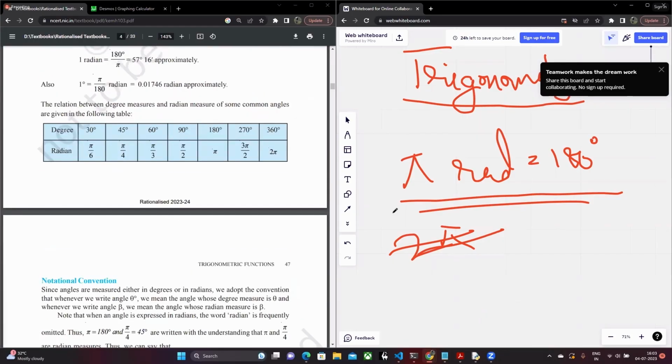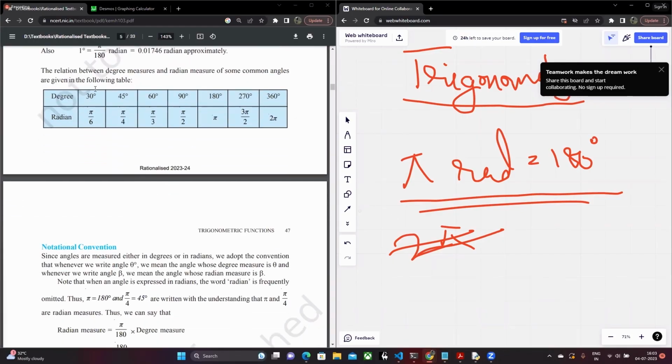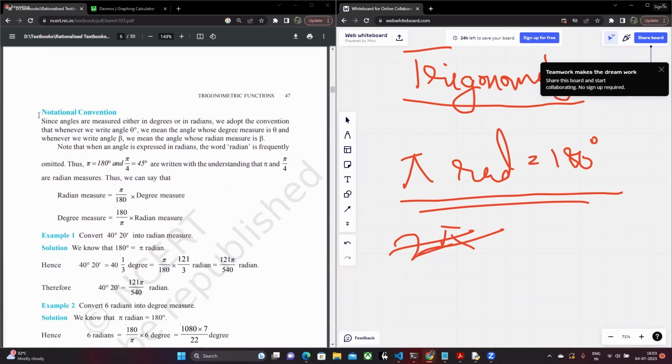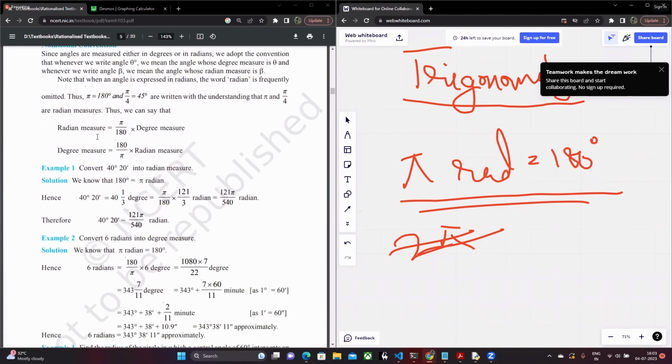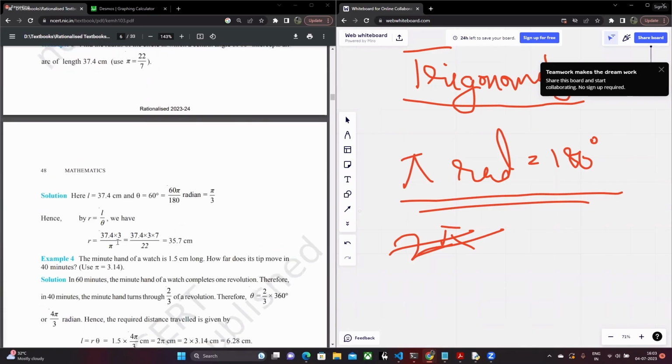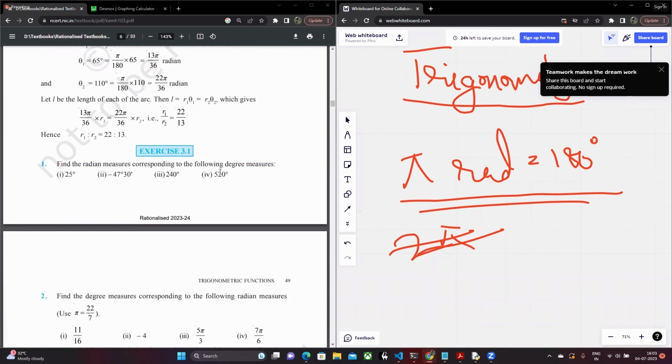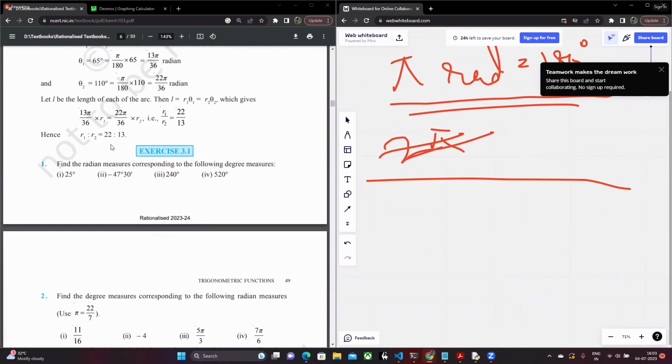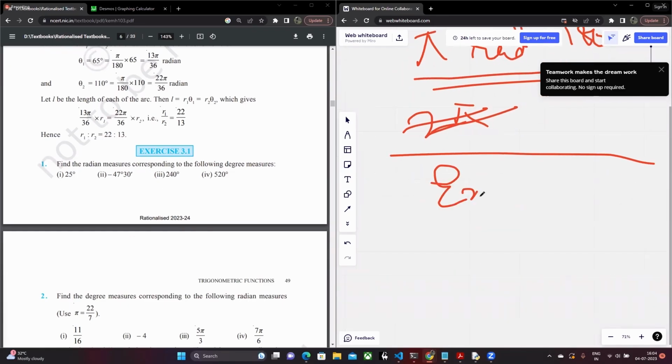Relation between degrees and radians I've already told you, and you have this handy table where you are going to deal with the most frequently occurring degrees and the most frequently occurring radian conversions. A notational conversion where you usually deal with the fact that radian measure is pi by 180 into degrees, and degrees is 180 by pi into radians. And thus we jump into exercise 3.1, which is just an exercise to make it comfortable for conversions between radians and degrees.